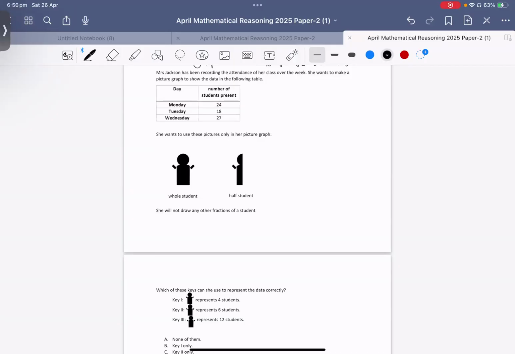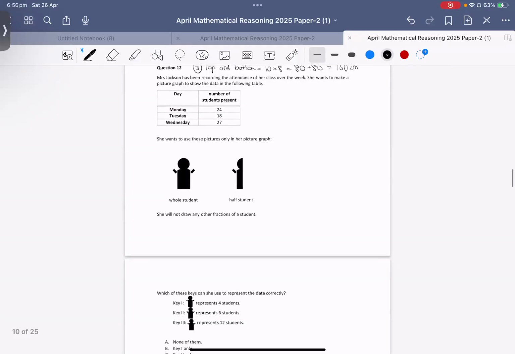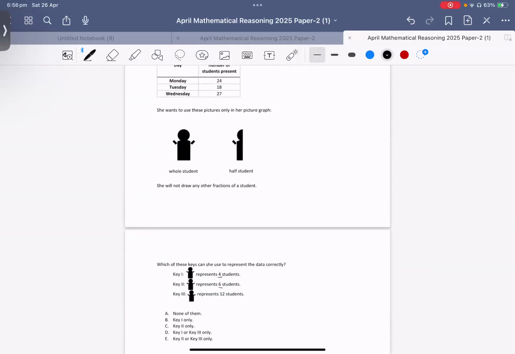Now, this is kind of a question where you need to filter out some irrelevant information. So if you have a look at the 3 different keys that she presents, 4, 6, and 12, it's a little bit interesting because if you notice Monday and Tuesday, for example, Monday, 4, 6, and 12 are all factors of 24. So if we use 24 as the way to measure how many students she's using as a key, it doesn't actually help us because we know that it's going to be 6 and 4 and 2, for example. And 18 as well, 6 is one of its factors.